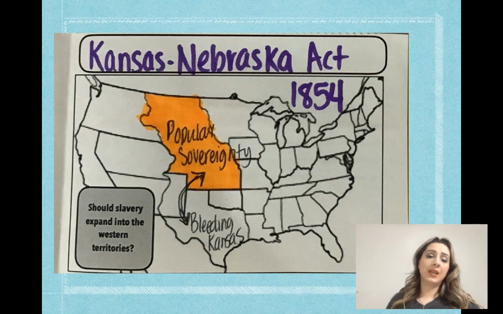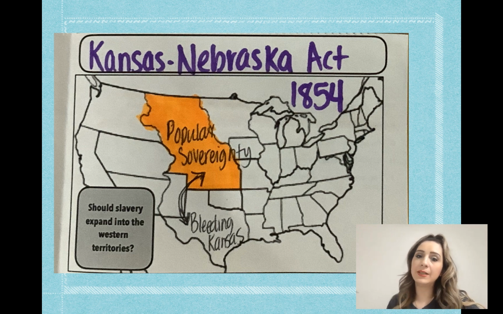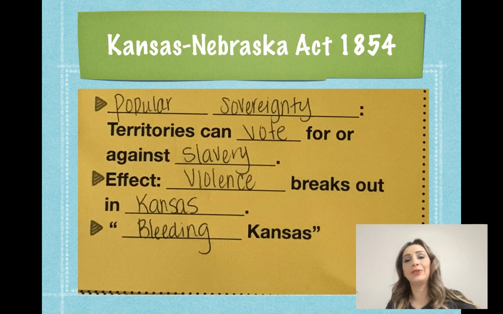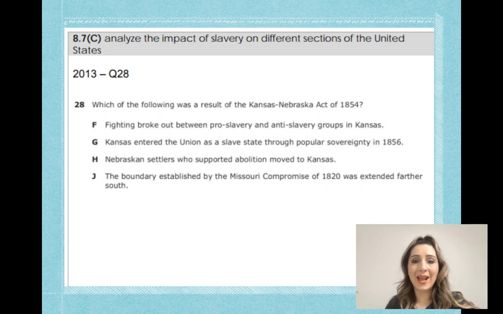Basically, this is the gist of the Kansas-Nebraska Act. The question is, should slavery expand into the Western territories? And when it came to Kansas and Nebraska, they allowed them to vote on slavery through popular sovereignty, but it had an unintended effect. Violence broke out between pro and anti-slavery people. So that became an issue. And instead of relieving sectional tension, it actually increased it. So popular sovereignty: territories can vote for or against slavery. Effect: violence breaks out in Kansas, which leads to Bleeding Kansas.